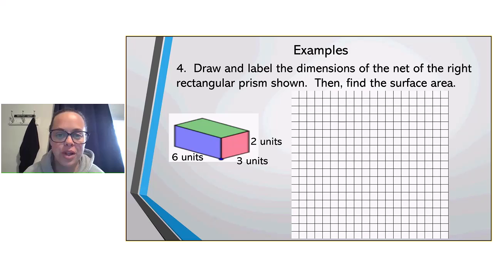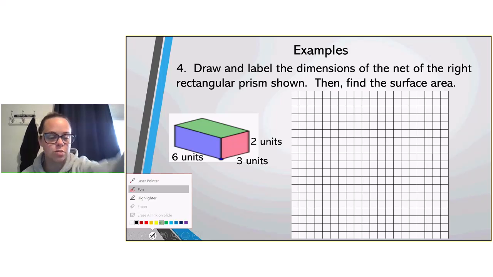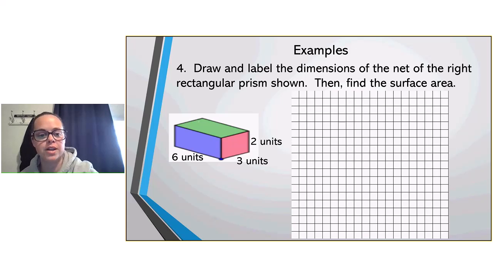Okay, so I know I didn't give you a whole lot of time, but I want to go ahead and start drawing this, and then you can head on over to Khan Academy. So I'm going to start with green. I'm going to start with this top face. It is a 3 by 6. So I'm going to go 6 across and 3 down.